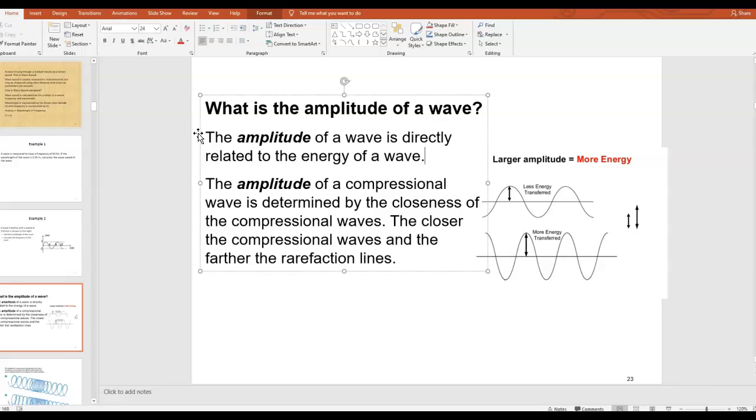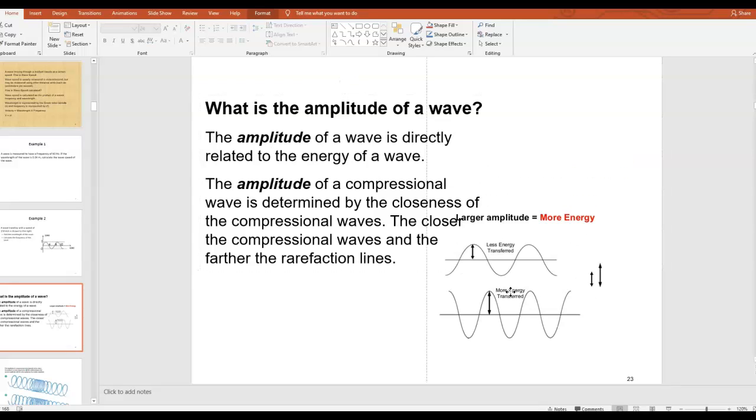And if you think about it, that's probably kind of common sense, right? If you think of a transverse wave, amplitude is basically the height of a wave. And so if you think of going to the beach and you look at the water coming in, the higher up it is, the more energy the wave has. That's basically what this slide is saying. The amplitude of a wave is directly related to the energy of the wave.